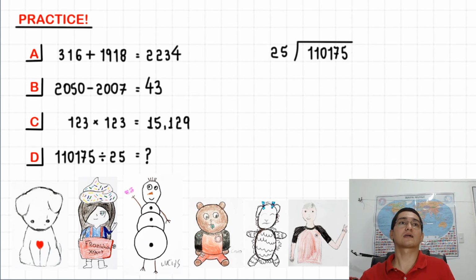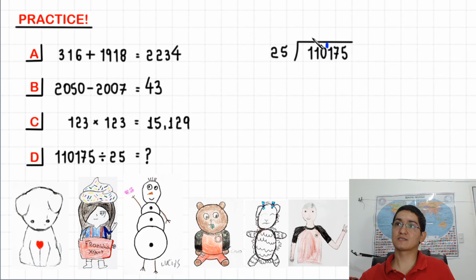Okay, we start by taking a look at this first digit. It is 1. 1 is less than 25. So we do not start yet. We take a look, we group it with the next digit. Now we have 11, still less than 25. If we group it with one more digit, now we have 110. That is more than 25.